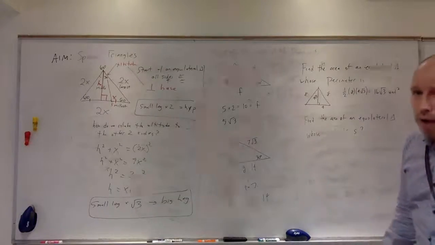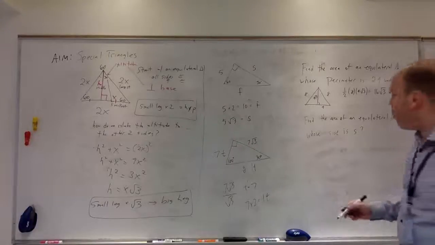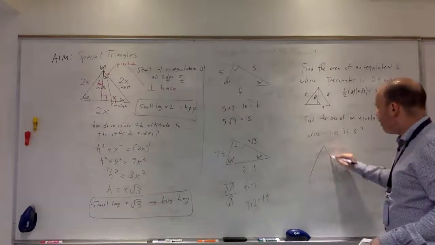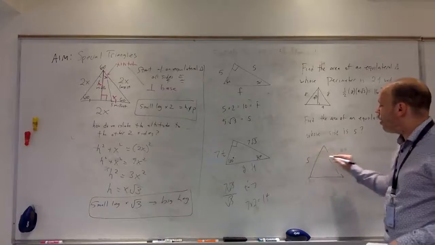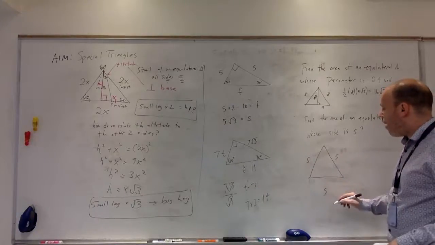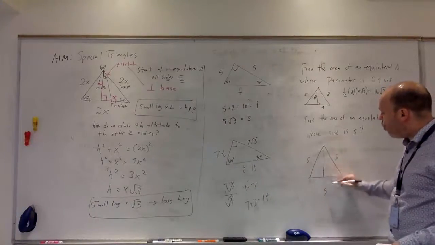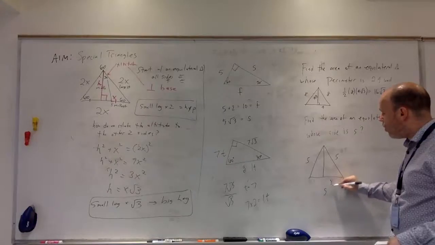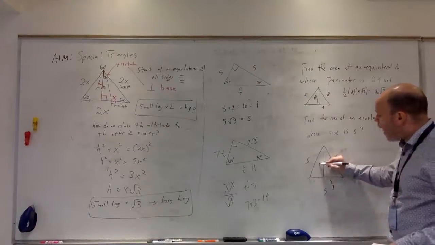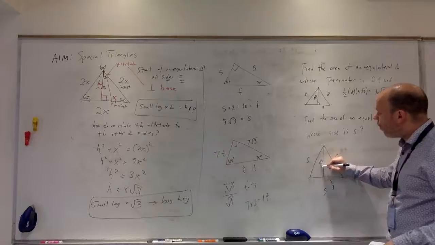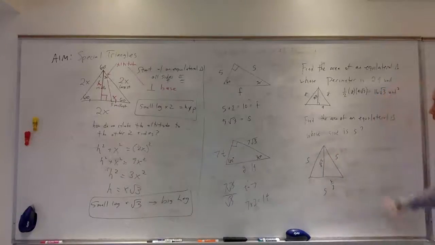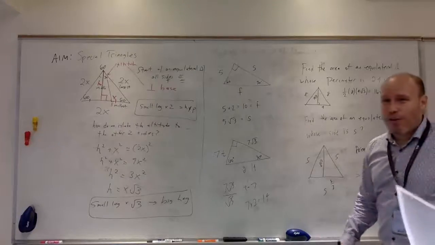What's going on here with the area of an equilateral triangle of any side? This is kind of cool. Well, we know that this is S. If we drop the altitude, we have S over 2, and that means the height is S radical 3 over 2, and now we can find the area. The area is equal to 1/2 the base times S radical 3 over 2.